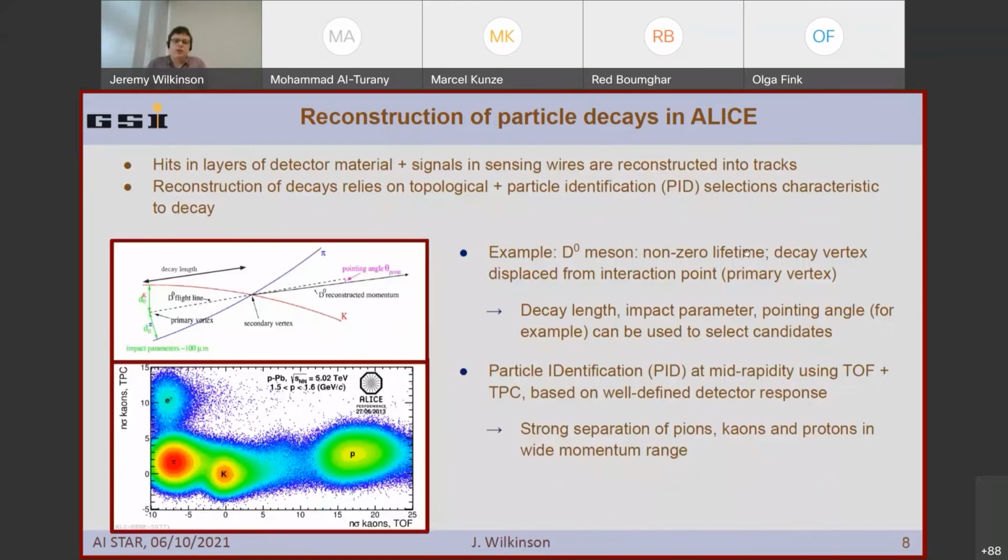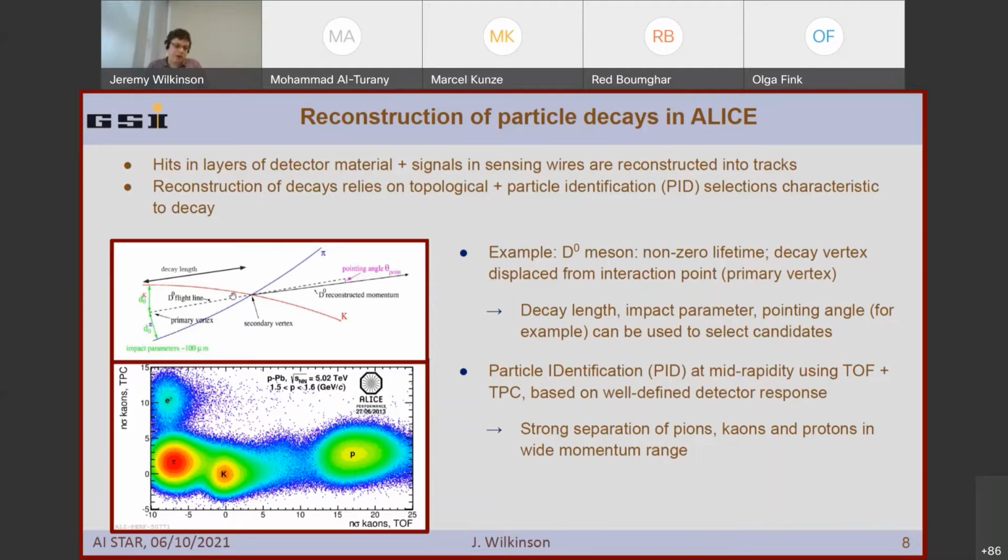So what we typically do for this is to rely on the unique topologies of the decays that happen in the detector. One classic example of this is what's known as the D meson. It has a heavy charm quark and a light quark. The D meson will be produced at the primary vertex, so this is the collision point in the middle of the detector. It will fly some distance, typically about 300 microns, to the secondary vertex, where it will decay into a kaon and a pion of opposite charge.